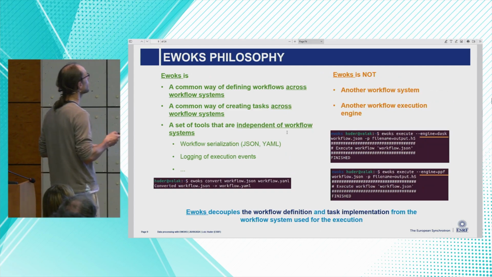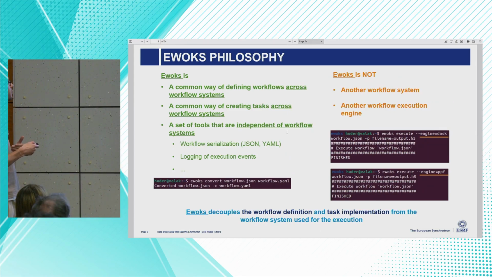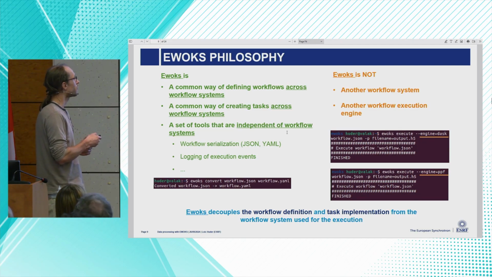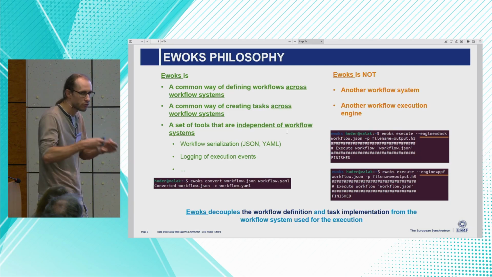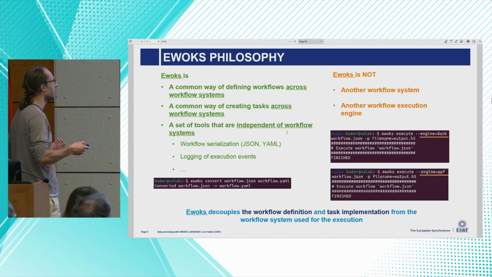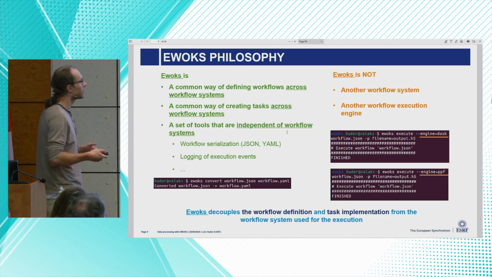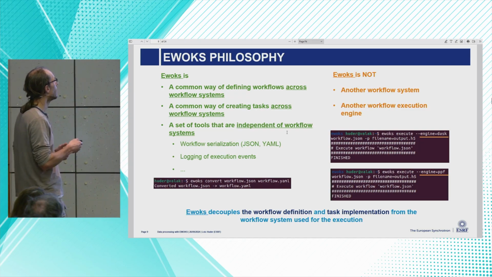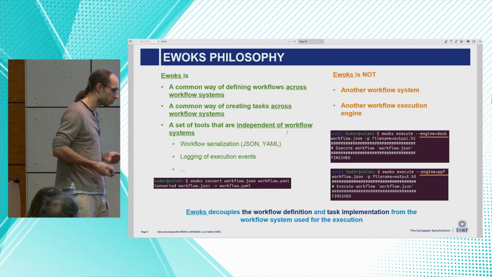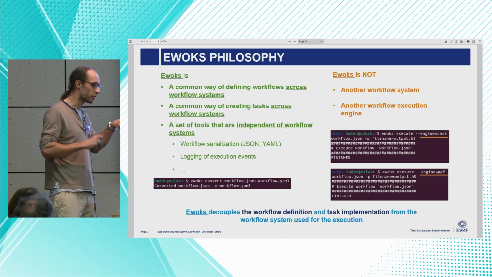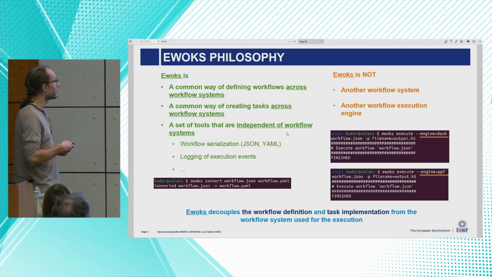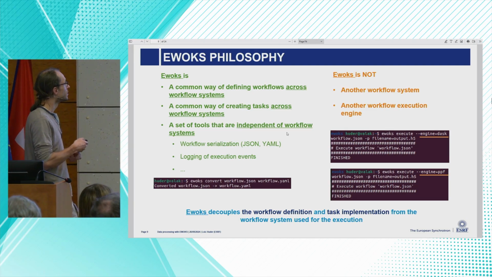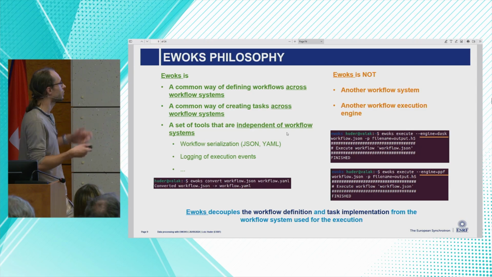eWorks also provides a set of tools that are independent of the workflow system. For example, if you have a workflow in JSON, you may want it in YAML, but this is not really tied to the workflow engine itself. So we have utilities to convert from one file format to another that are not dependent on the workflow engine you're using. Logging of execution events: whatever the execution engine you're using, you will still execute one task, then the other task, and you will want to be notified if these were launched and did succeed or not. eWorks also provides this, and other things that I will not go into detail here.